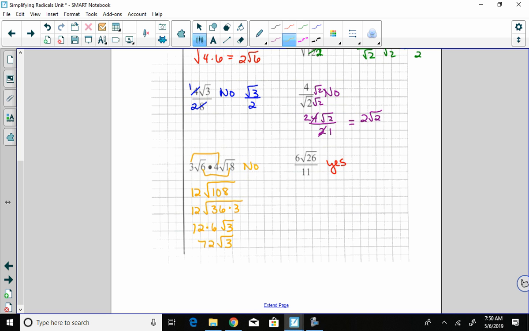And of course, this last one, the answer is yes. The denominator is rationalized. I cannot simplify the square root of 26. I can't reduce anything, so I'm all set. All right, go across the page if you would.